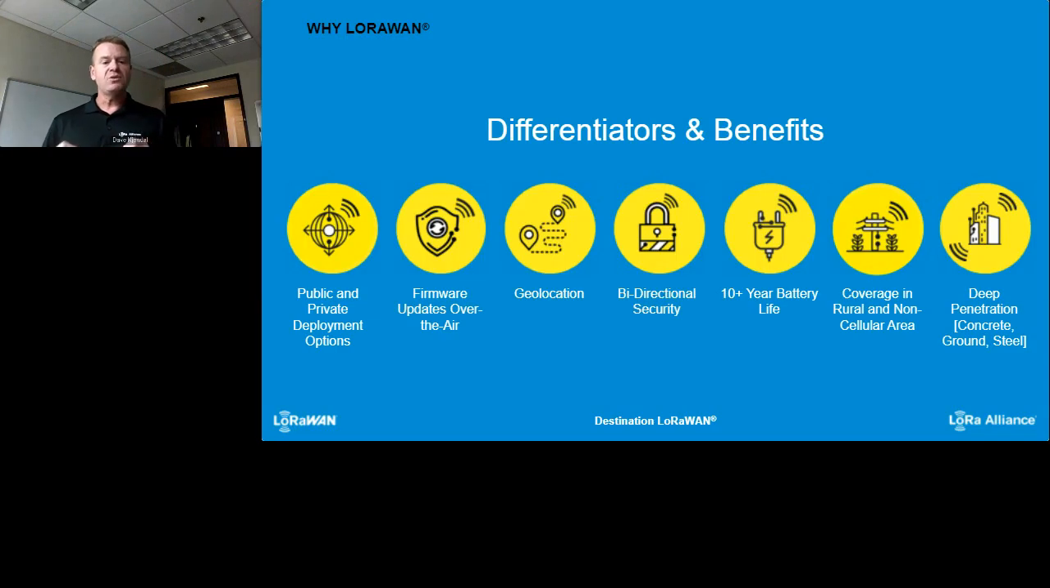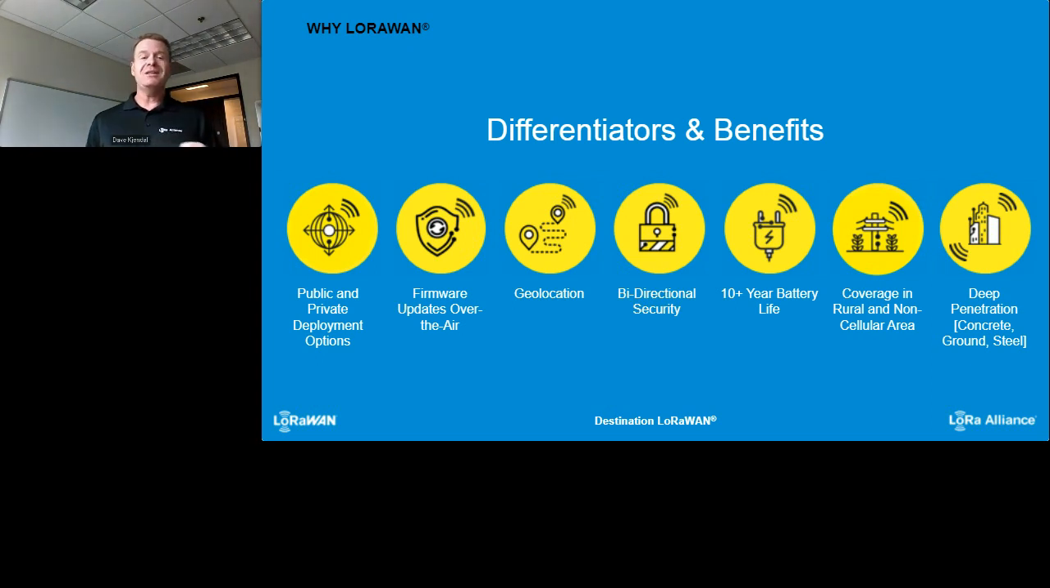Some of the interesting technical elements that really set LoRaWAN apart from all of the other players in the space and all of the other wireless connectivity that you may be familiar with. And we'll talk in more detail about a couple of these points as we go on. So public and private network deployment options, we'll talk about that a little bit later in more detail, but that flexibility is very, very important, and it's very unique in the wireless communication space. Firmware updates over the air, again, we'll talk about this in a little bit more detail as well.